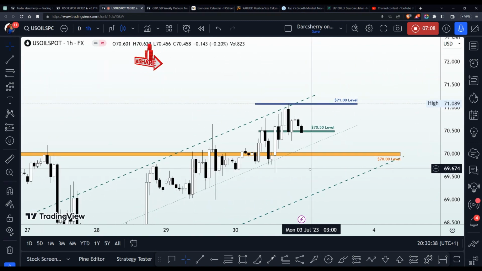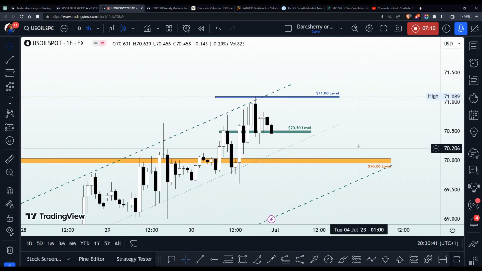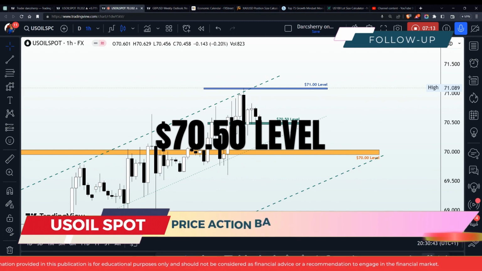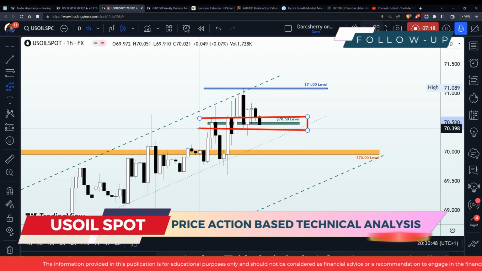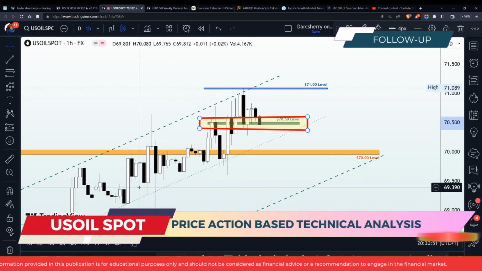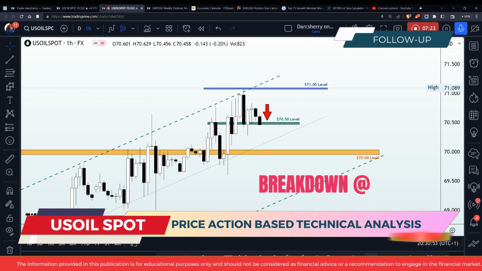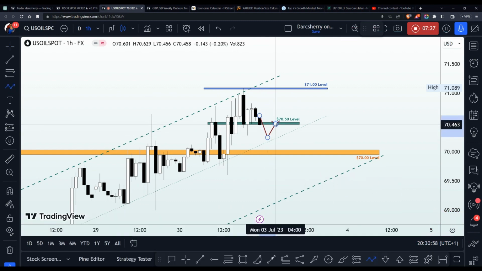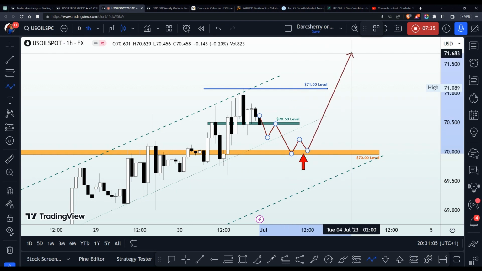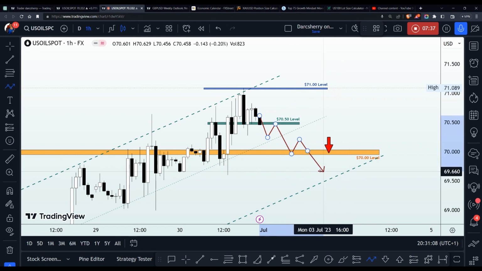So going into the new week right now, let me zoom into the structure. I have the $70.50 level where I want to see how the market will be reacting to the structure to determine what my next line of action will be. In fact, if I see a breakdown of the $70.50 level and price retests the structure, I'm still looking at the buy stop at the $70 area, which has a tendency of pushing price to the upside. But if we do have a breakdown of the $70 level, then we would have no other choice than to start considering selling the US oil spot.